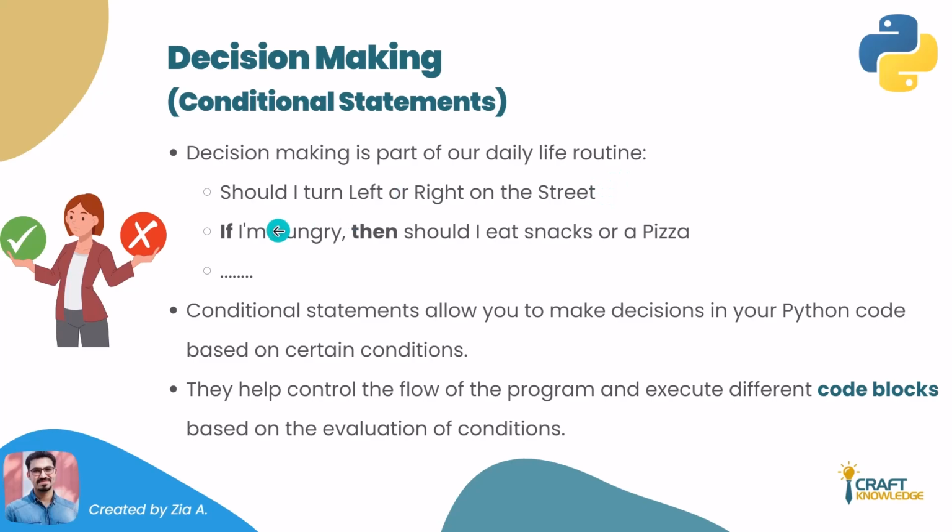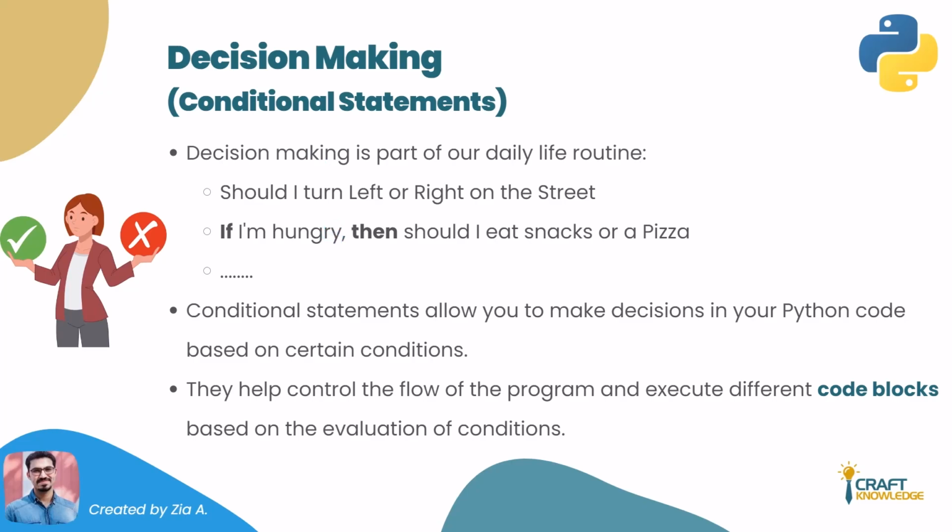If I'm hungry, then I should eat snacks or pizza, depending upon how hungry I am. So there are two conditions now. If I am more hungry, then maybe I'll go for pizza. If I am a little bit hungry, then I'll go for snacks. These kinds of decision making we do in our daily life. We can do some similar kind of decision making in programming as well.